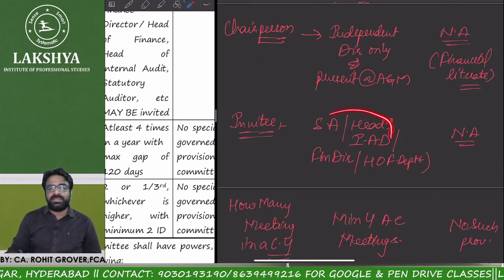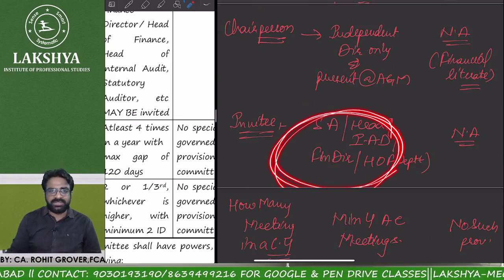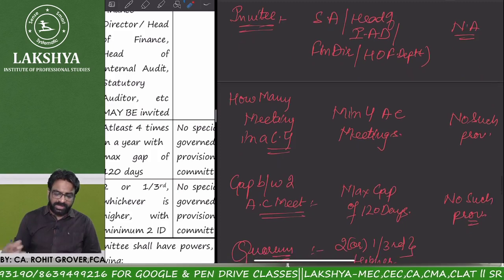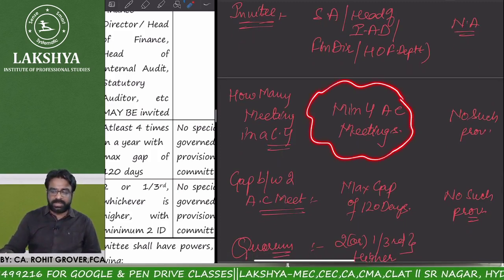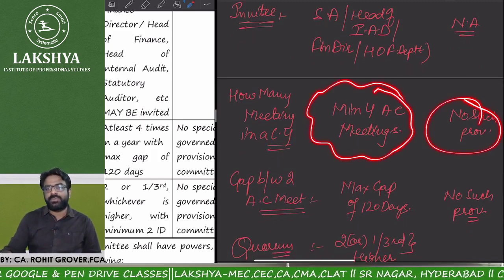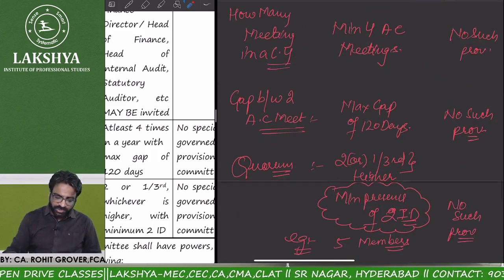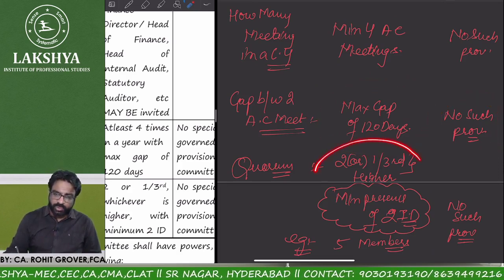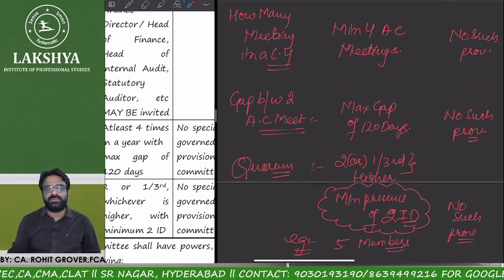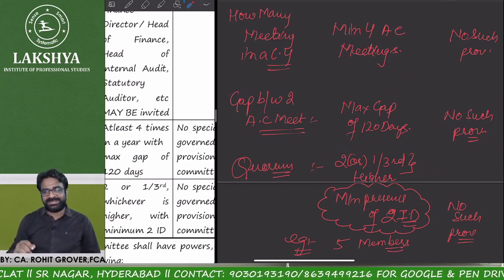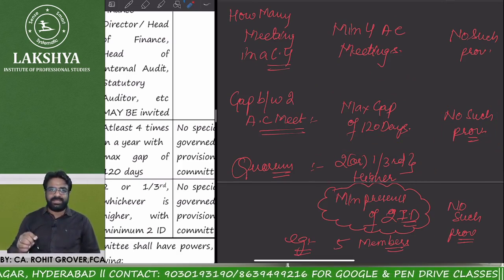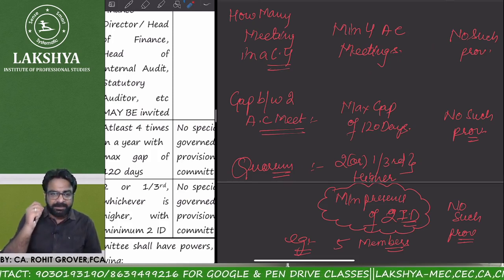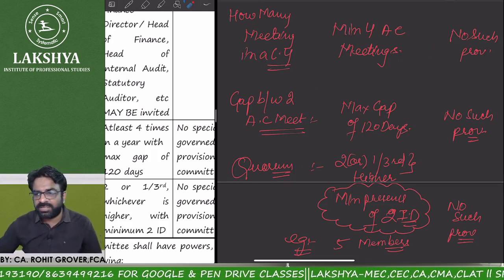Now, invitees: the statutory auditor, internal audit head, finance director, or head of the finance department can be there, and there they're not applicable. How many meetings in a calendar year? Minimum 4 audit committee meetings in a calendar year. Provision. Next one, what should be the gap? Maximum 120 days. Provision. What should be the quorum? 2 or 1/3, whichever is higher. Provision. But in case the quorum is present, at least 2 should always be which director? Independent director. I hope everyone is crystal clear up to this point.